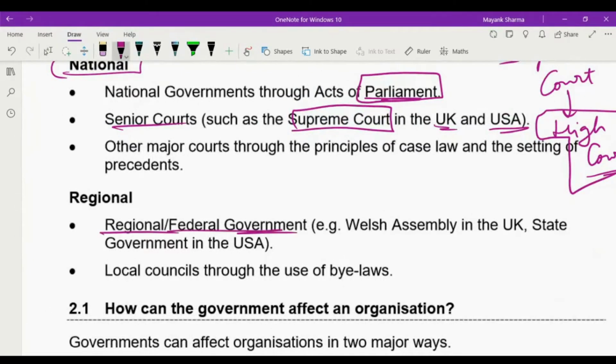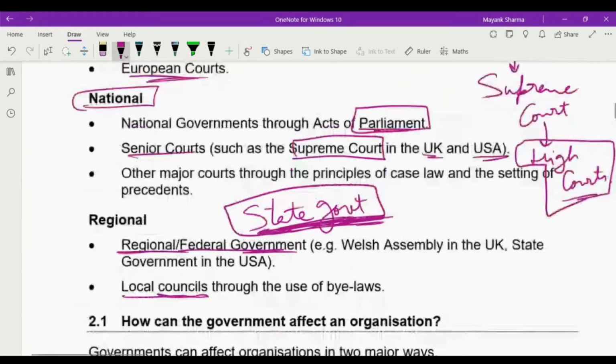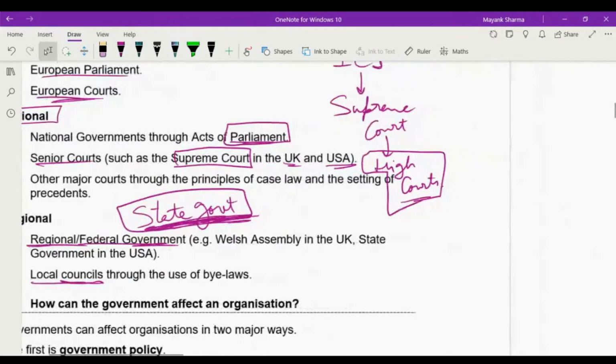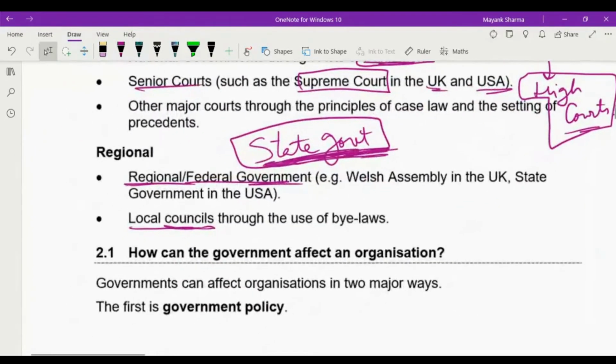So, regional and federal governments, local councils. You have regional government like the state government, and state governments have state parliaments also in different states, in different countries. Depending on the structure of government, there may or may not be a state government. For small countries, usually they do not have state governments. And local councils will also be there. These are generally at the city or town level.